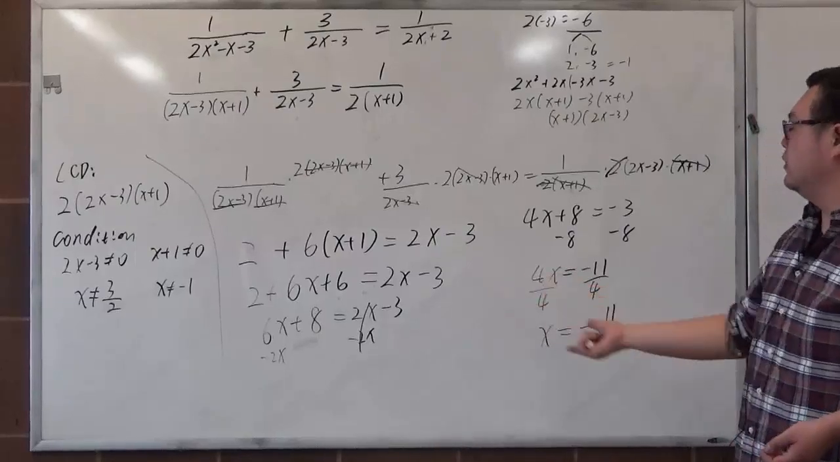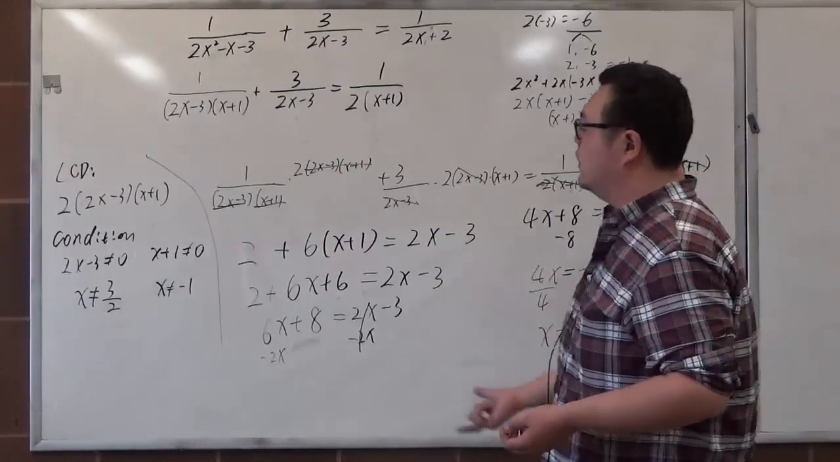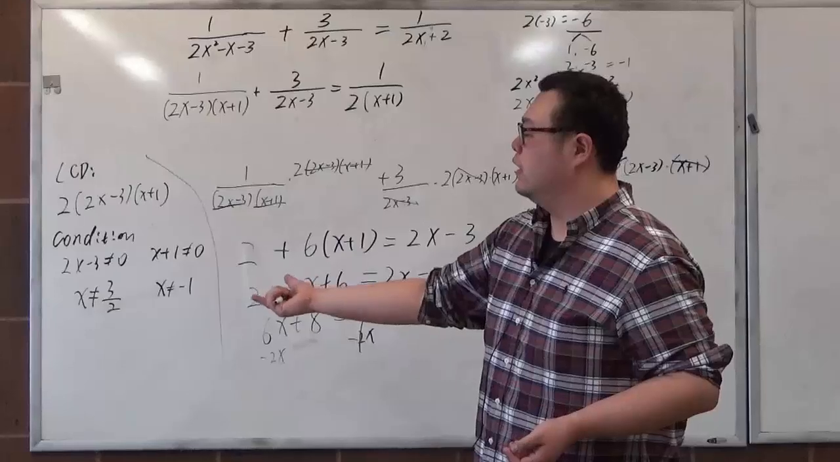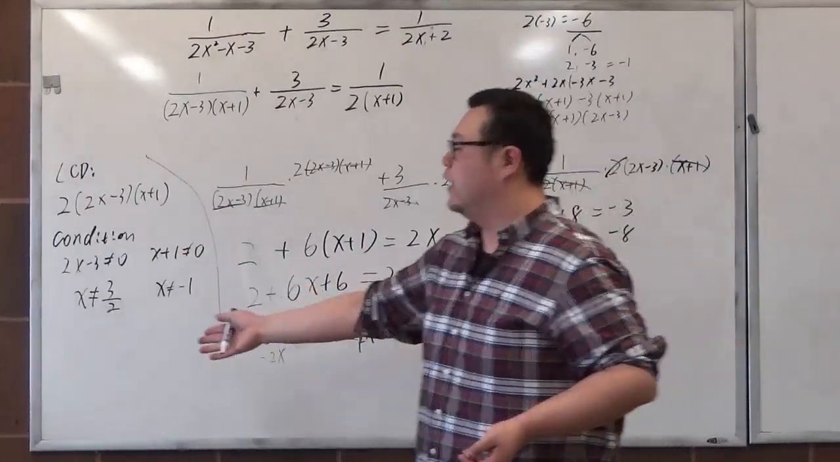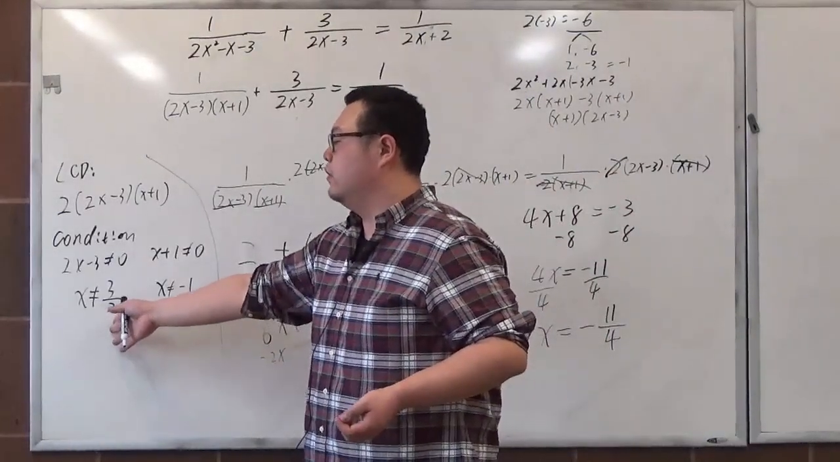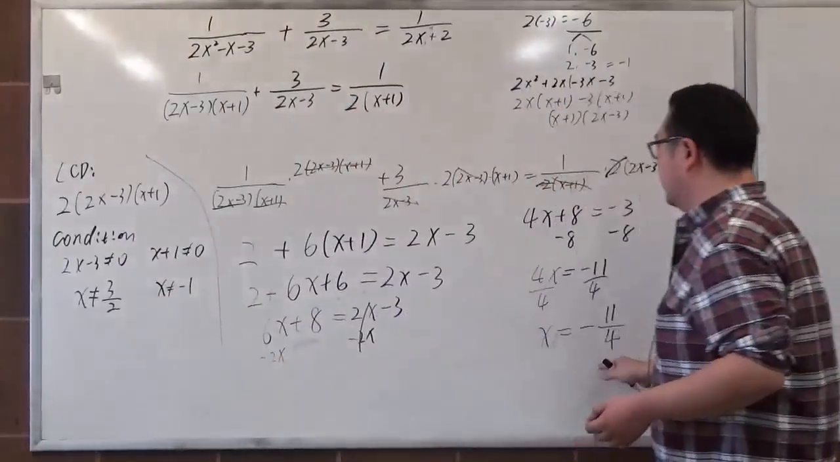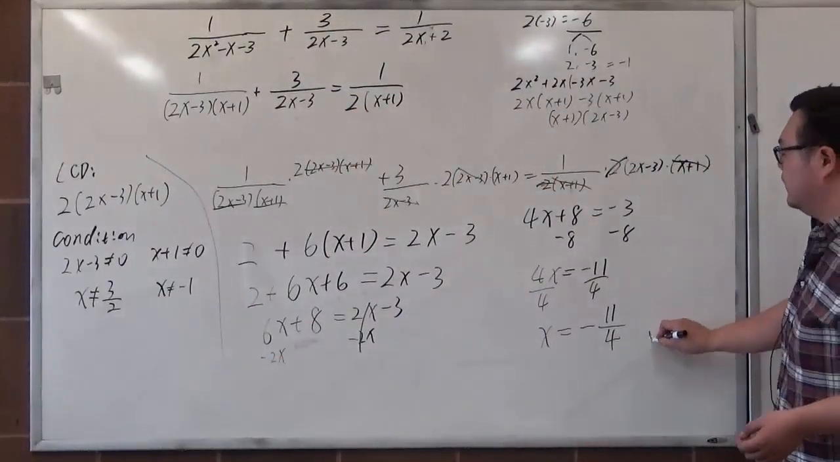Negative 11 over 4 is not one of the excluded values. We have the condition that x shouldn't equal 3 halves or negative 1. So negative 11 over 4 is a good solution.